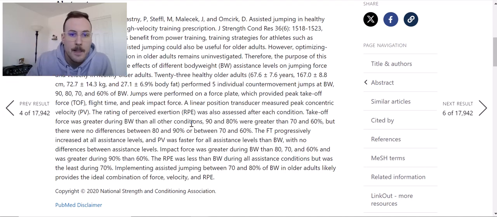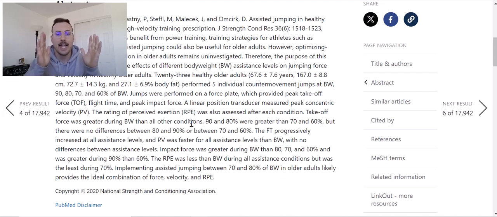So that makes sense. 90 and 80% were greater than 70 and 60%. That makes sense, right? Because they were only receiving a little bit of help with 90% and 80%, so they would have greater takeoff force. But there were no differences between 80 and 90% or 70 and 60%. Oh, I'm sorry. Okay. So the grouping of 80 and 90% had greater takeoff force than the grouping of 70 and 60%. But there was no difference between 80 and 90% individually or between 70 and 60.